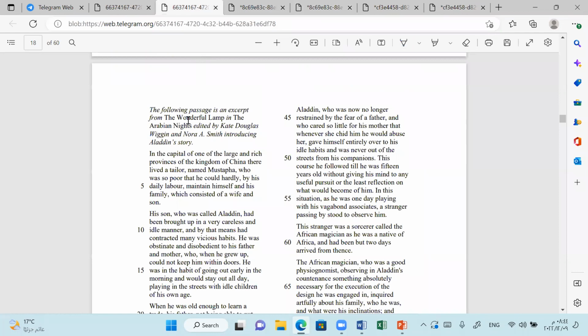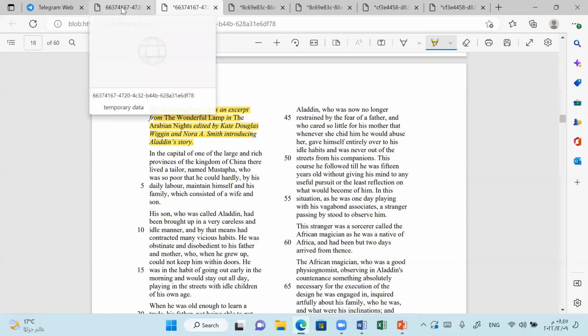Here, the test from March. The following passage is an excerpt from The Wonderful Lamp in the Arabian Nights, edited by Kate Douglas Wiggin and Nora A. Smith, introducing Aladdin's story, okay? I didn't read anything else.